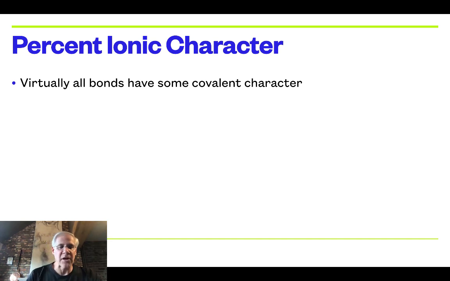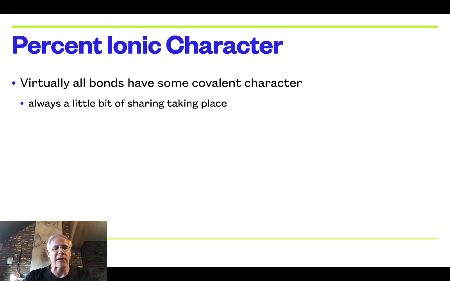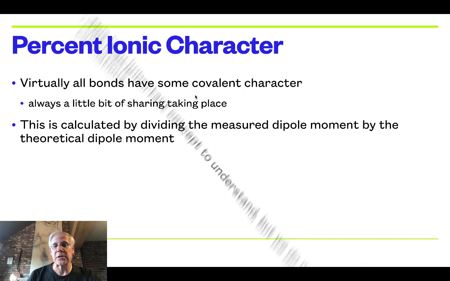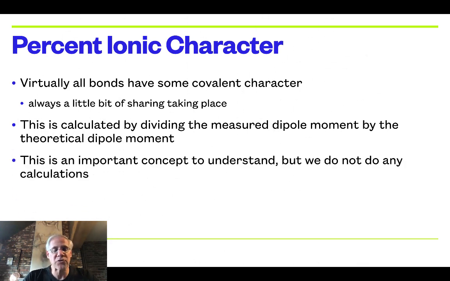So because of that, we have something that's called percent ionic character, which basically looks at what percent is ionic and what percent is covalent. So it's an important concept to keep in mind. There is a calculation involved in calculating the percent ionic character. It's not something that we do in this course, but it is important to understand the idea that even for an ionic bond, there's still some sharing taking place. We are not going to do any of those calculations, but you do want to make sure that you understand the concept of percent ionic character.